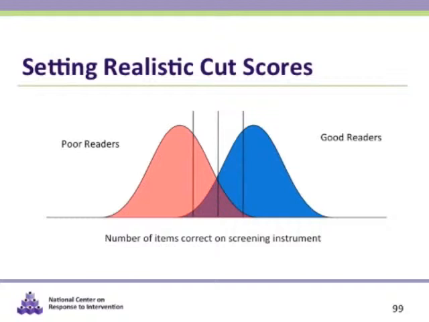We can take the other route, if you click on the animation, and show that, well, by increasing the cut score, we increase our accuracy in identifying kids who are at risk, but we also increase our over-identification risk. So regardless of the cut score that you use, it's critical that those who are interpreting the data understand how that cut score was developed.